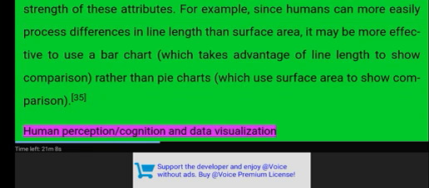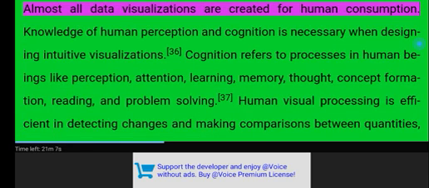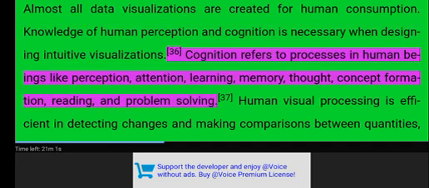35. Human perception, cognition and data visualization. Almost all data visualizations are created for human consumption. Knowledge of human perception and cognition is necessary when designing intuitive visualizations. 36. Cognition refers to processes in human beings like perception, attention, learning, memory, thought, concept formation, reading, and problem solving.